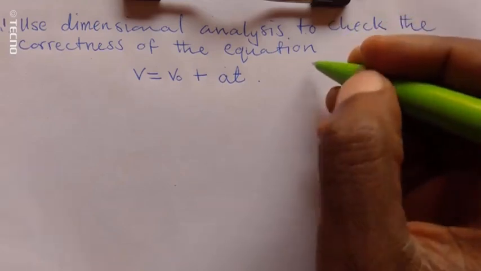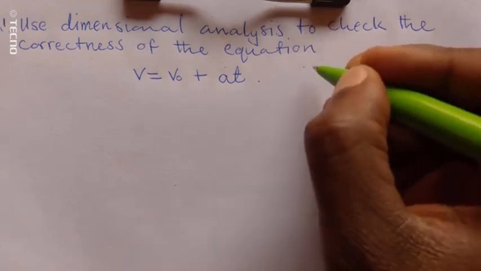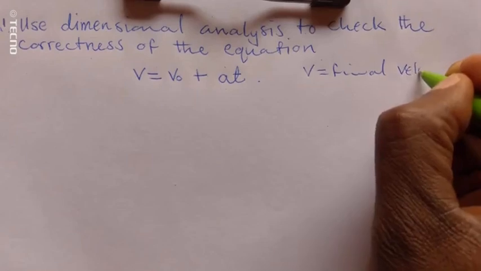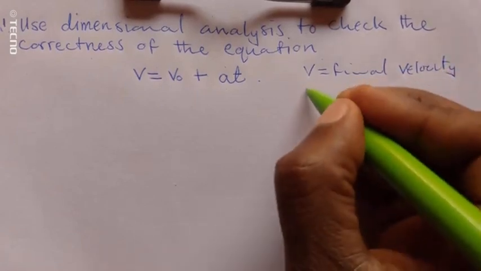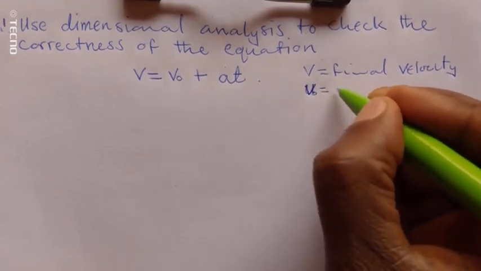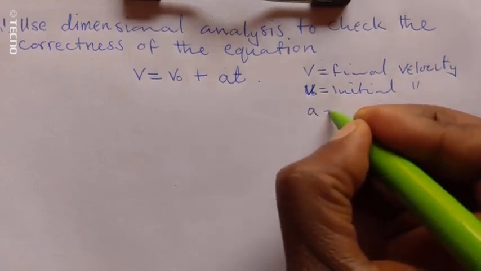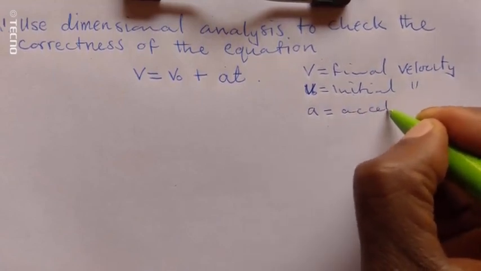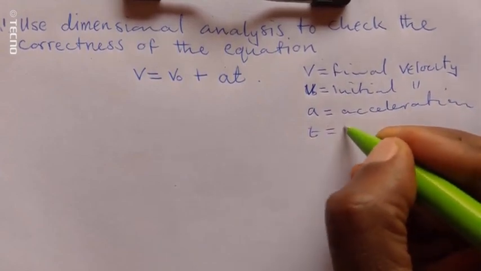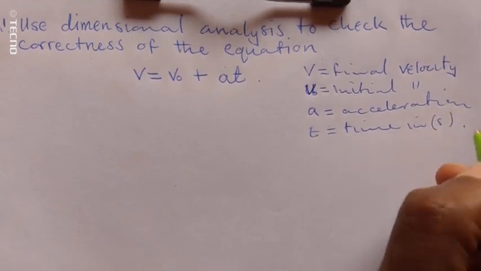So here we are saying that if we need to put out the data, v is equal to final velocity, and u, or v initial, will represent initial velocity. And then a will stand for acceleration, and then t will represent time in seconds. Okay, something like this.